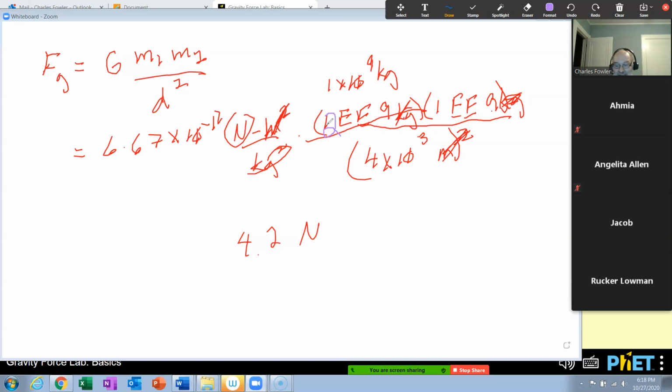6.67 EE, I have to do 11 then change sign, times 2 EE9, times 1 EE9, divided by, open parentheses, don't forget to do that, 4 EE3, close parentheses, square it, and then press equal. What is your new one?